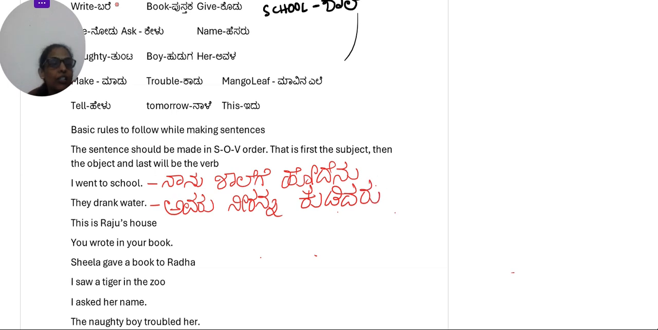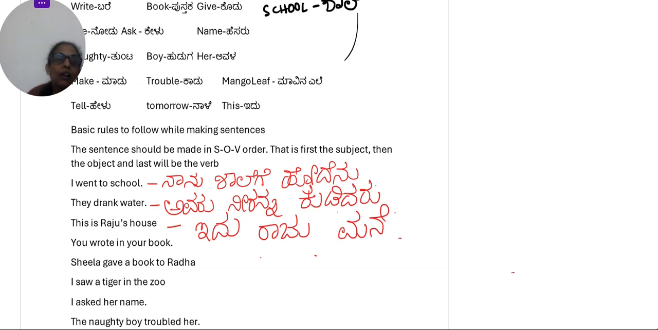Now next, let's look at this sentence. This is Raju's house. So here we don't have the verb. Okay, it's just a statement. There is no action here. So you're just saying this is Raju's house. So this is Idu. Then Raju's house. So Raju and house is Mane. In Kannada, the word for house is Mane.